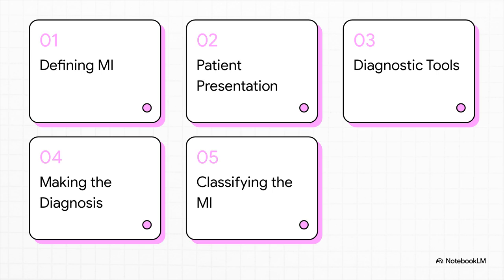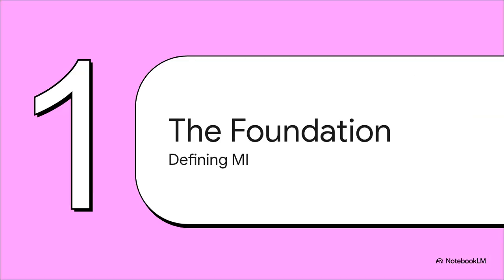Here's how we're going to tackle this. First, we'll get the definition straight. Then, we'll talk about that first encounter with the patient. After that, we'll cover the essential diagnostic tools you'll need. We'll pull it all together to make the diagnosis, and finally, we'll get into the really interesting part, classifying the different types of MI. All right, first things first.